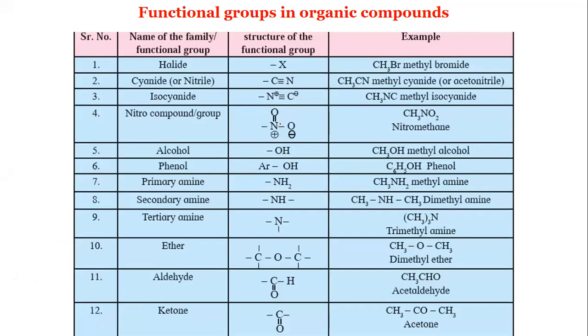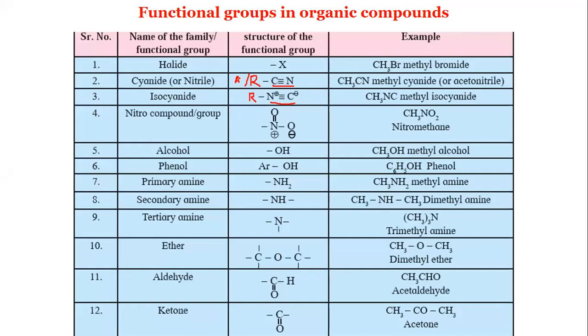Yes, sir. See what is the change in cyanide and isocyanide. In case of isocyanide, the NC bond is there, and in case of cyanide, the CN bond is there. In isocyanide, the bond between R and nitrogen is there, and in cyanide, there is a bond between carbon and the R group, or it can be an AR group. Instead of R, we can write AR also.